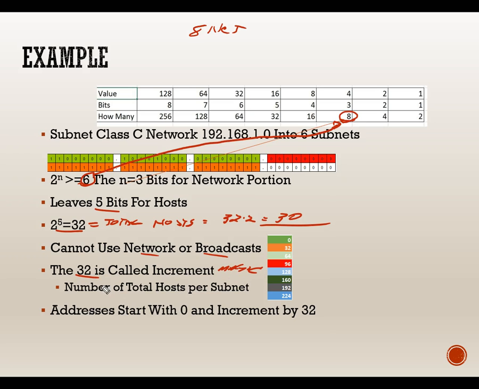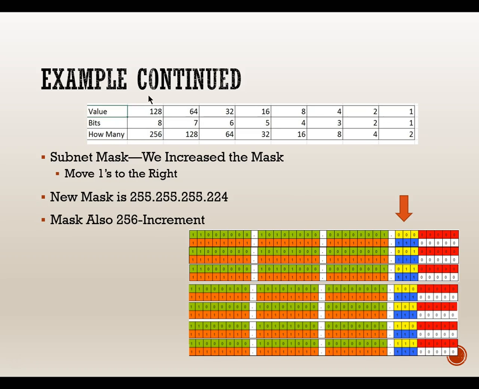And magic because the total number of hosts per subnet is that, and this is the 0, 32, 64. We just start out with the increment. That's how many total addresses are going to be in each of our subnets. So those are also going to be our network addresses. The addresses start with 0 and increment by 32, just like I did in my scratched-out example.